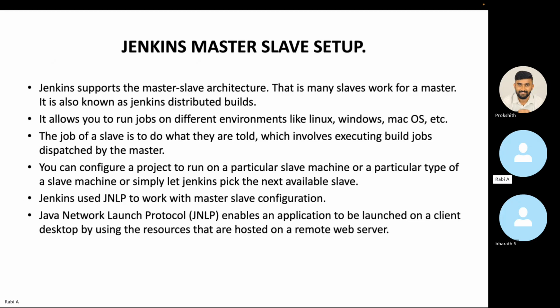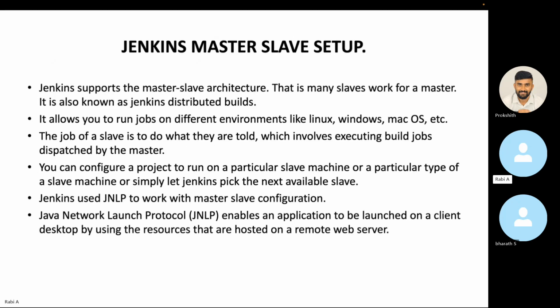So you can have many slaves that work for a master, and this is also known as Jenkins distributed builds. It allows you to run jobs on different environments like Linux, Windows, Mac OS, etc. The job of your slave is to do what they're told. Whatever the Jenkins master tells your slave machines to do, they're supposed to do. You can configure a project to run on a particular slave machine or a particular type of slave machine, or simply let Jenkins pick the next available slave.